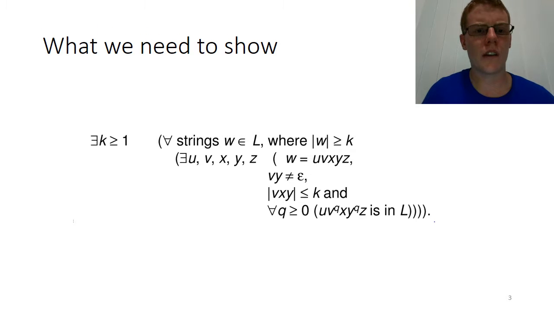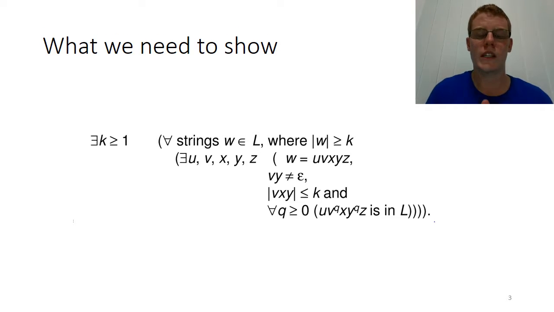So the first thing we're going to cover is what we actually need to do to show that a language is not context-free using the pumping theorem. The pumping theorem is a property which is true for every context-free language. So all we need to do when we have a language is show that this property doesn't hold for that language, and then we've immediately proven by contradiction that that language cannot be context-free.